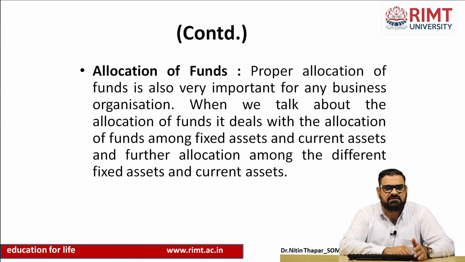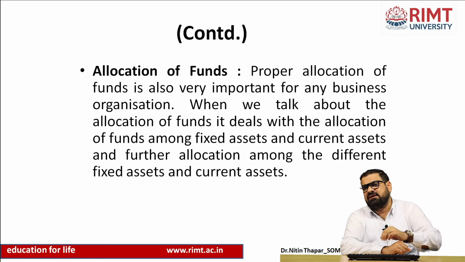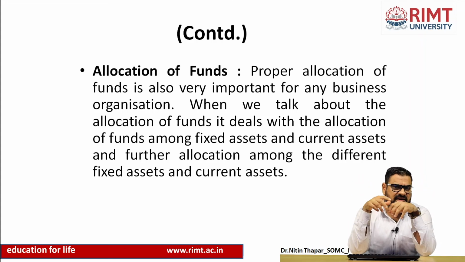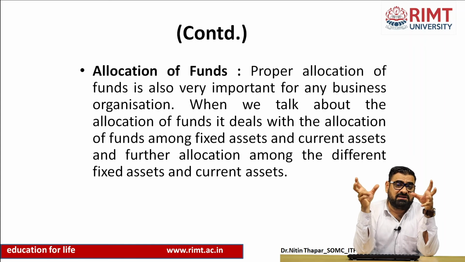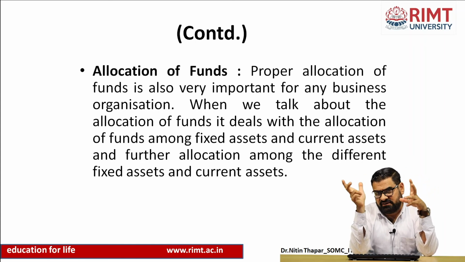Now allocation of funds, this is very important. When we talk about asset wise allocation, then we have two types of assets in the business: fixed assets and current assets. Now we have procured the funds, now we are allocating the funds. How much funds are required for fixed assets? How much funds are required for current assets?